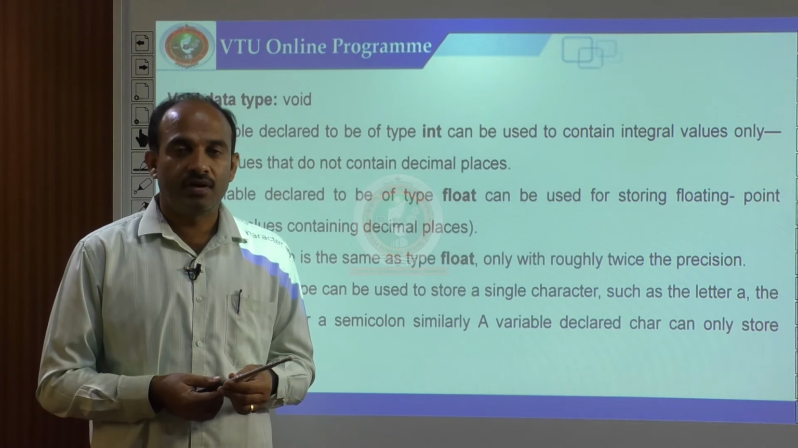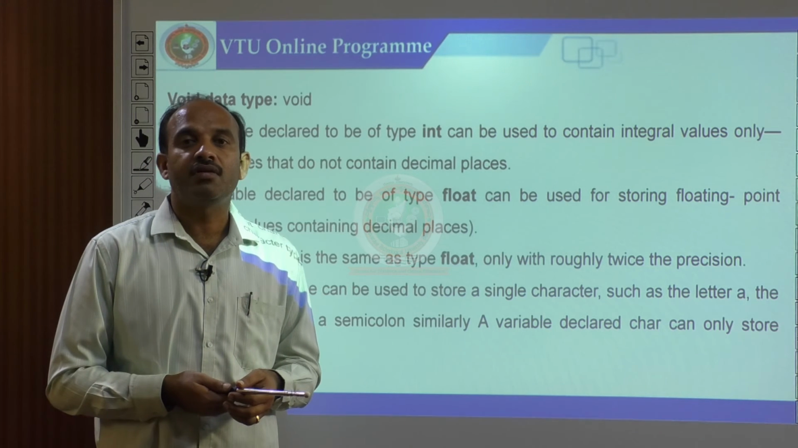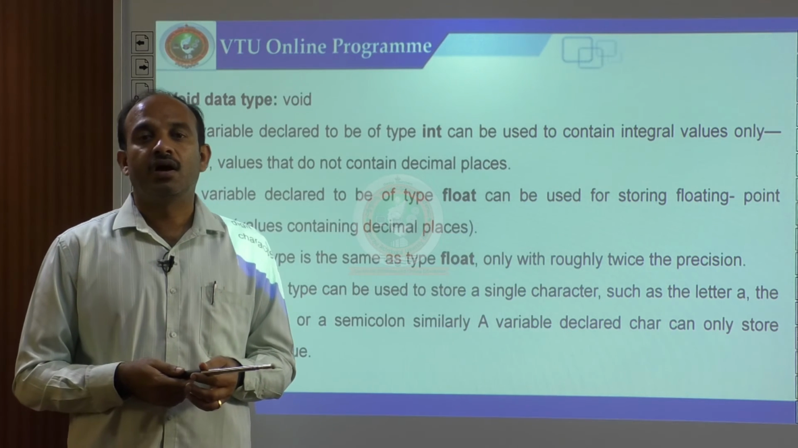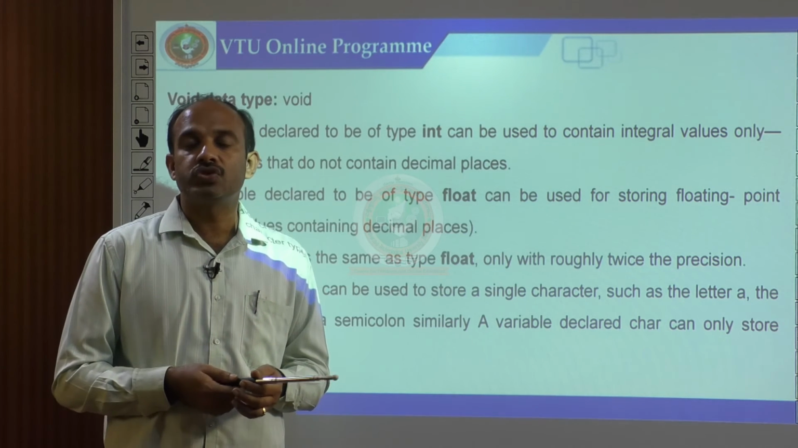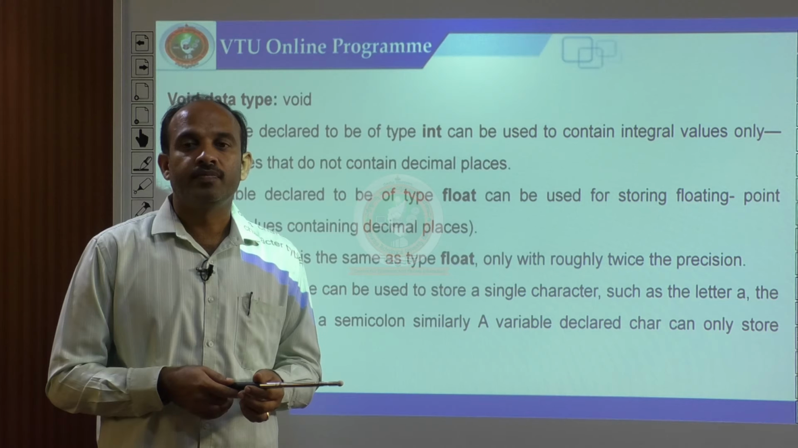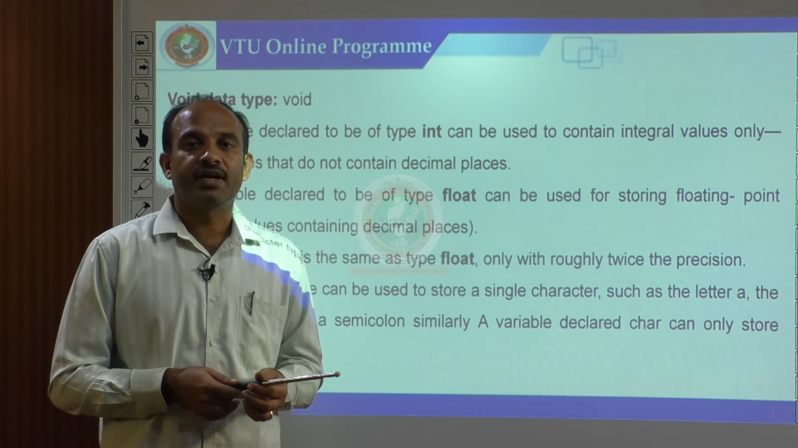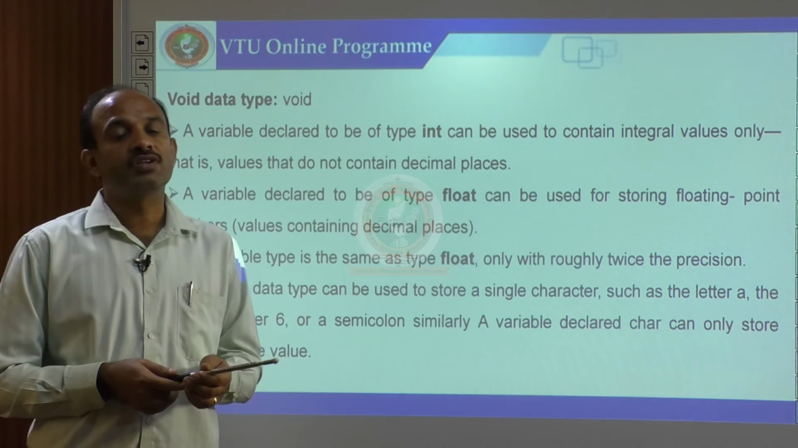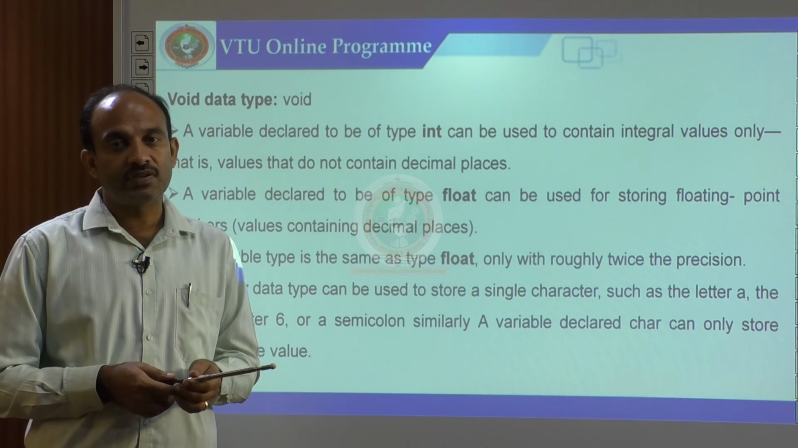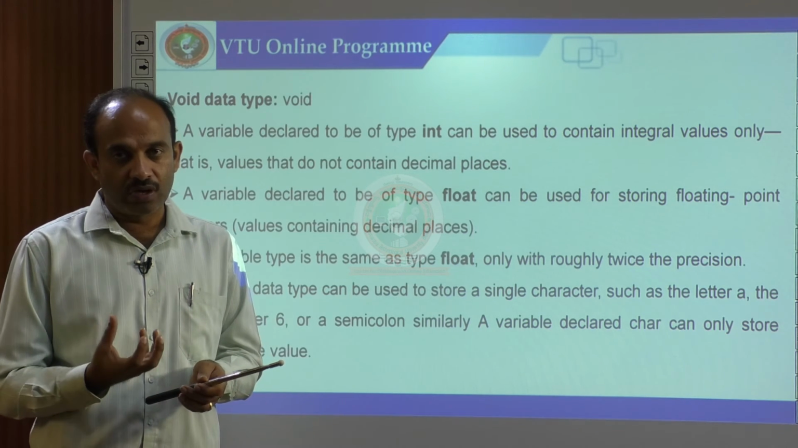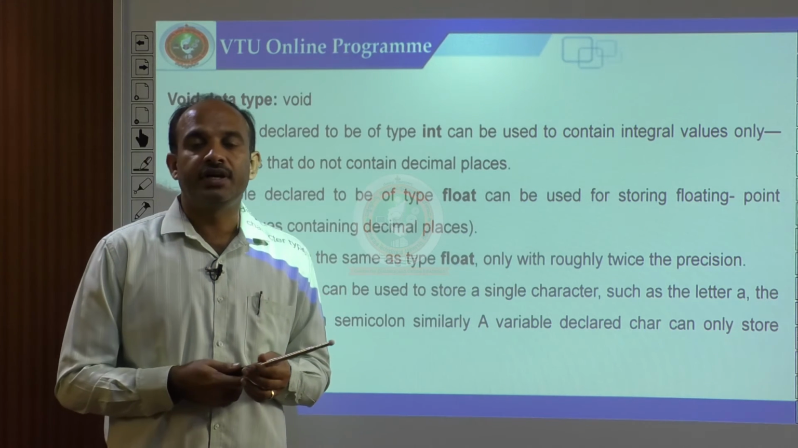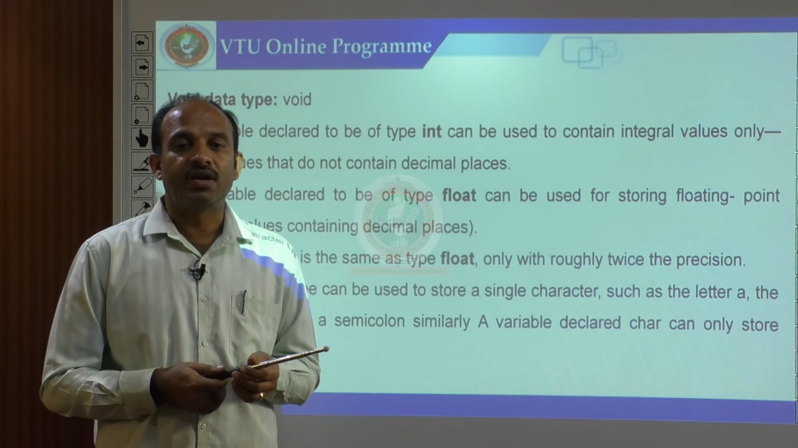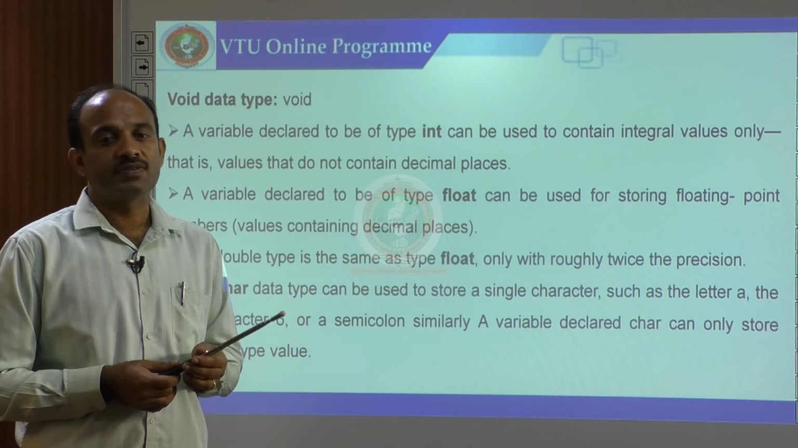Void is one of the data types which will not return anything. If any variable is declared as an int, it can store only integer values, that means only digits, without decimal values. And if a variable is declared as a float, even though it is a number, it contains decimal values or decimal places.